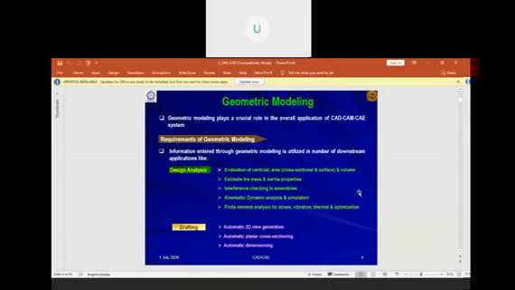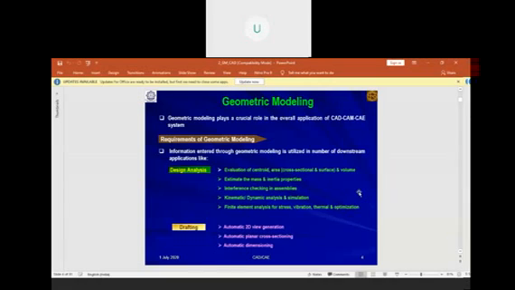You can check interference between the different components in an assembly, so using the geometric model you can do the motion simulation that I mentioned. You can do finite element analysis, vibration analysis, thermal analysis. So everywhere you need the geometric model. That is why the geometric model should be correct enough.